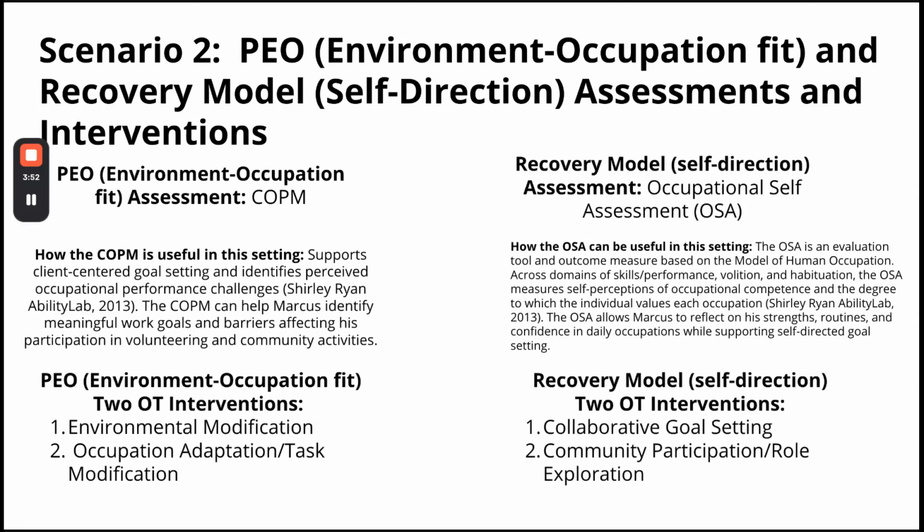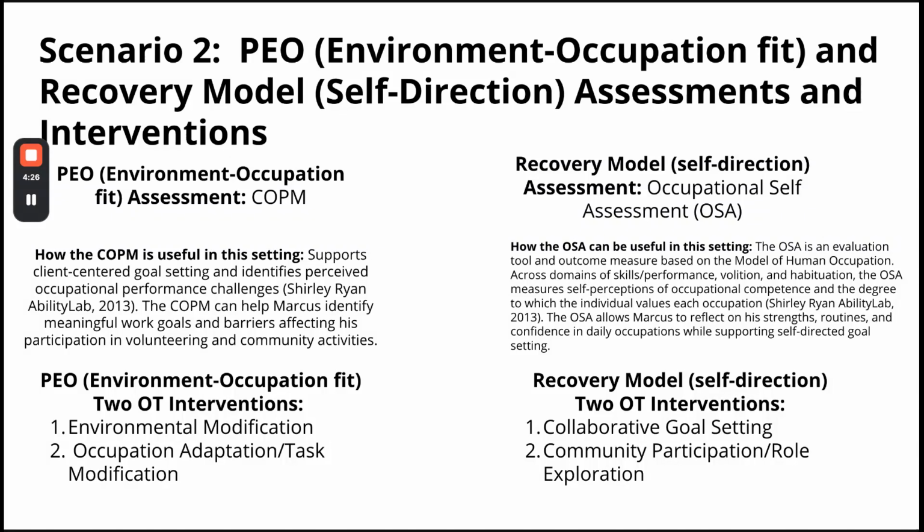So some of the assessments I chose. For the PEO, I also chose the COPM because this can help support those client-centered goals and also identify some of those occupational performance challenges. This can help Marcus identify meaningful work goals and barriers affecting his participation in volunteering and community activities. And then two OT interventions I included with the PEO are environmental modification and occupational adaptation or task modification.